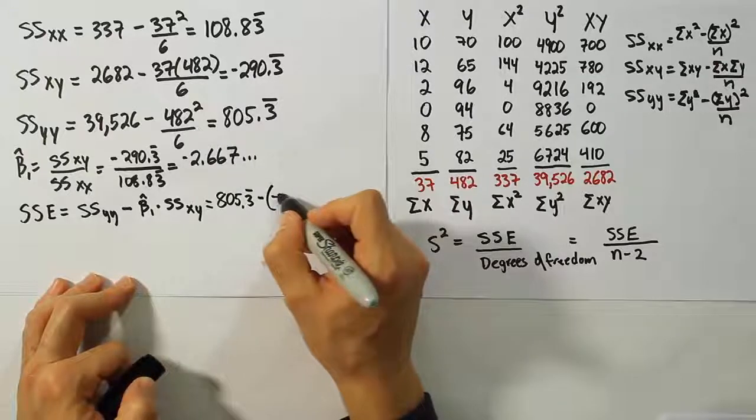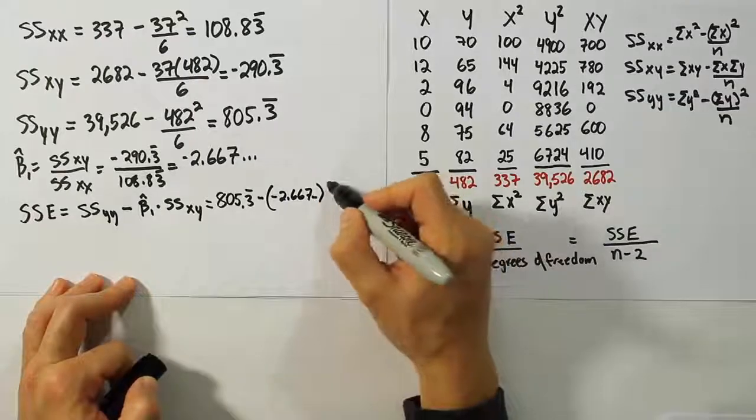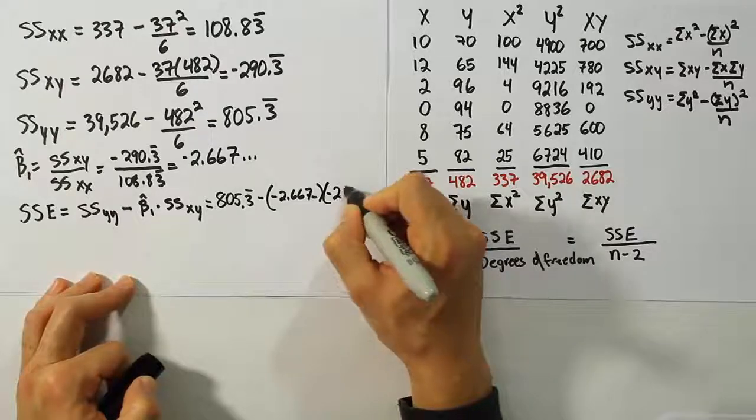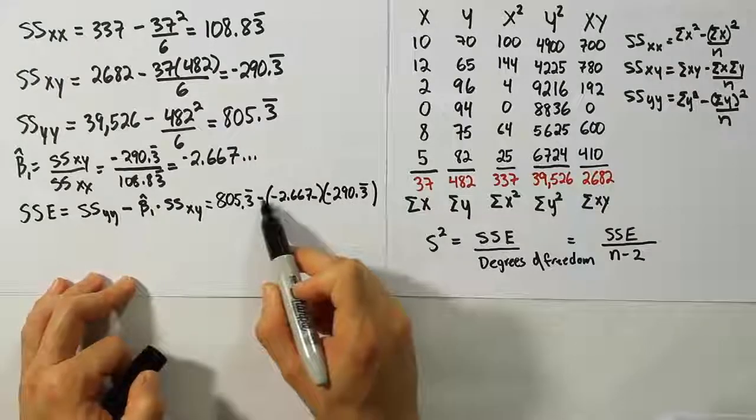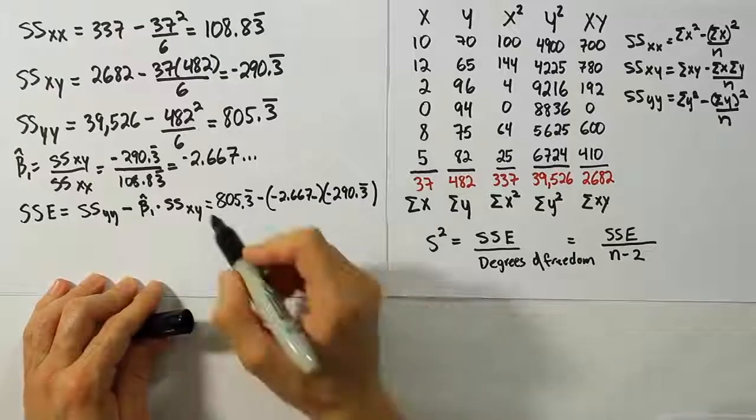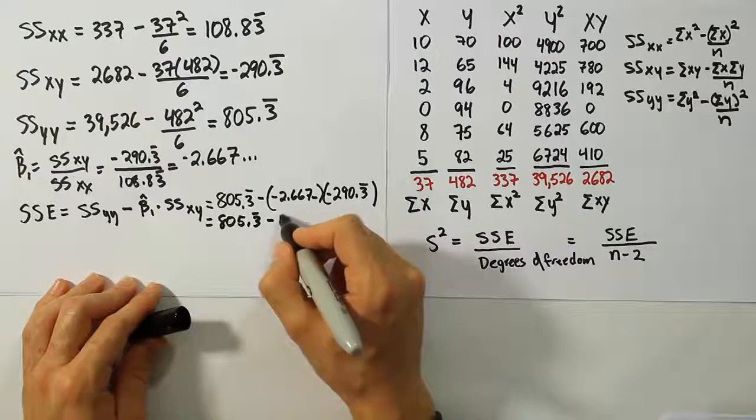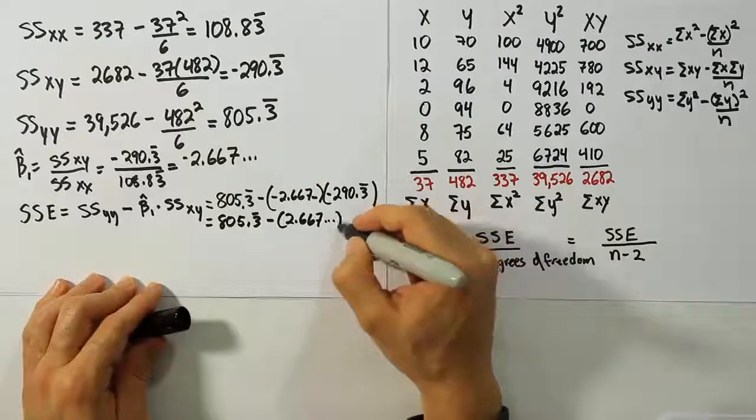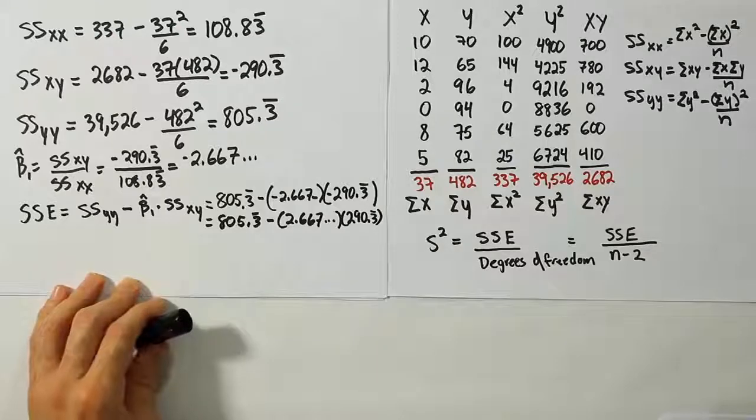Then it'll be minus times beta 1 hat. Now beta 1 hat is the minus 2.667 value, right? Times SSXY, the mixed term, which is also negative, minus 290.3 repeating. All right, now notice there are three negatives here, so that's just going to work out to be one negative, right? And then the product of these two numbers. So you could actually say that this is the same as 805.3 repeating minus 2.667 times 290.3 repeating, right? So that's how we'll work it out in our calculator.